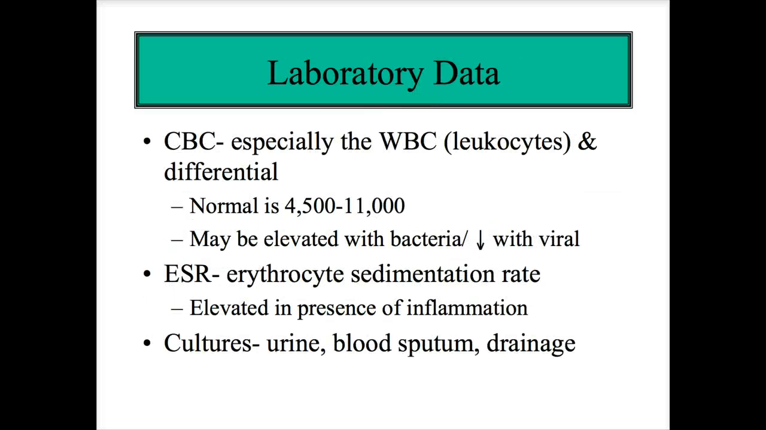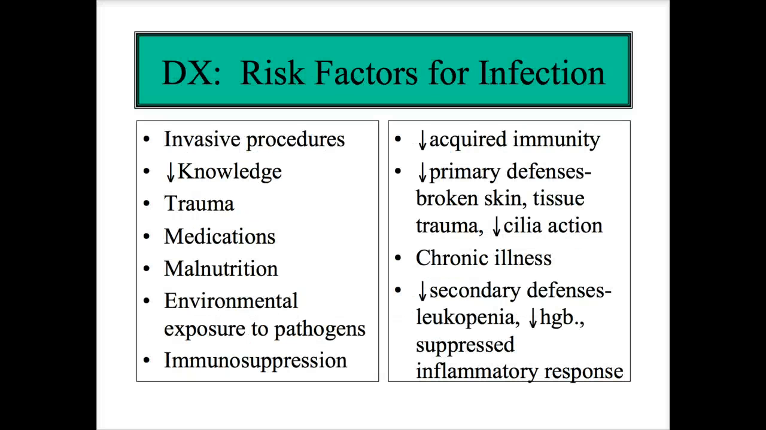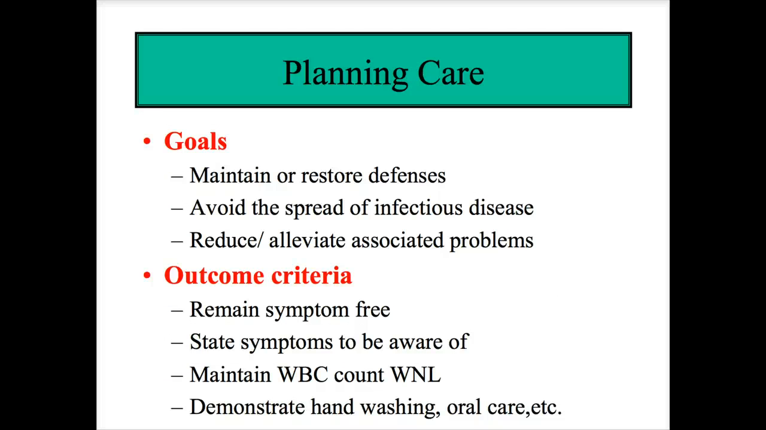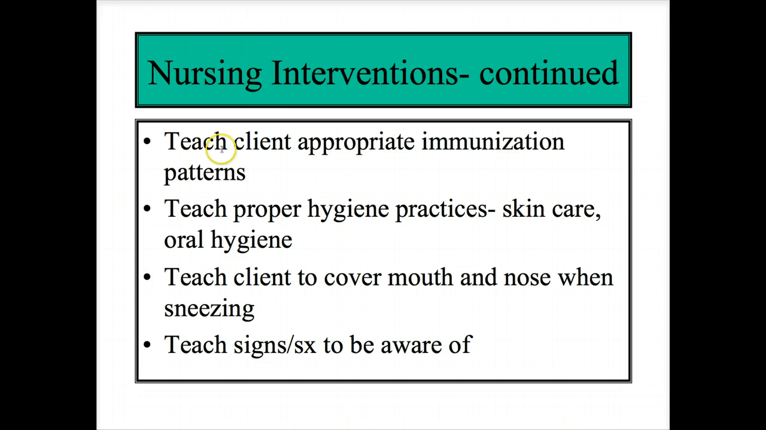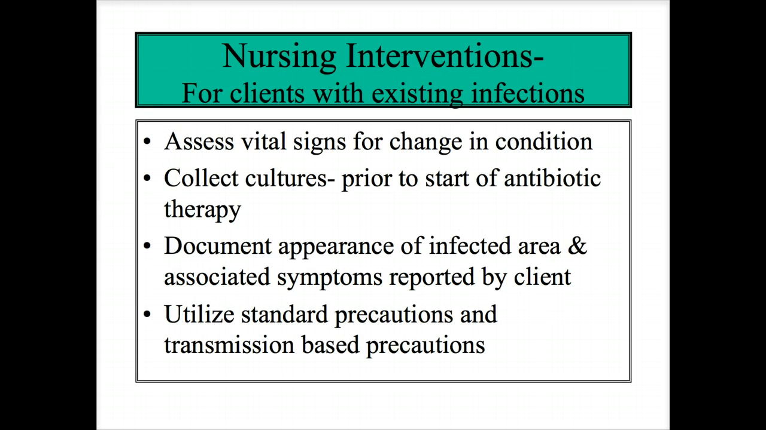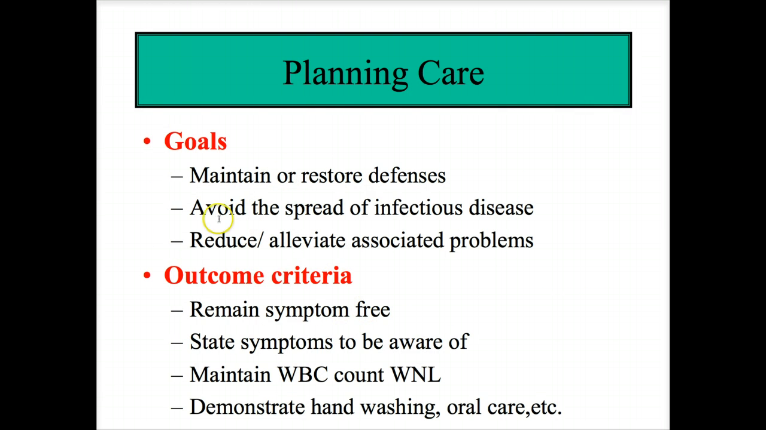Understand again your laboratory data, and also the factors that can put people at risk for infection. And then what are we as the nurse going to do if we've assessed that a patient has a risk? What are we going to do? What are our goals, and what are our outcome criteria? What do we want to see happen?